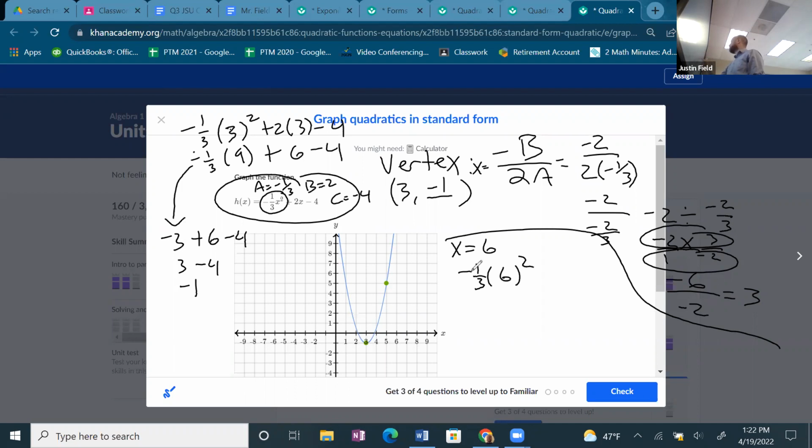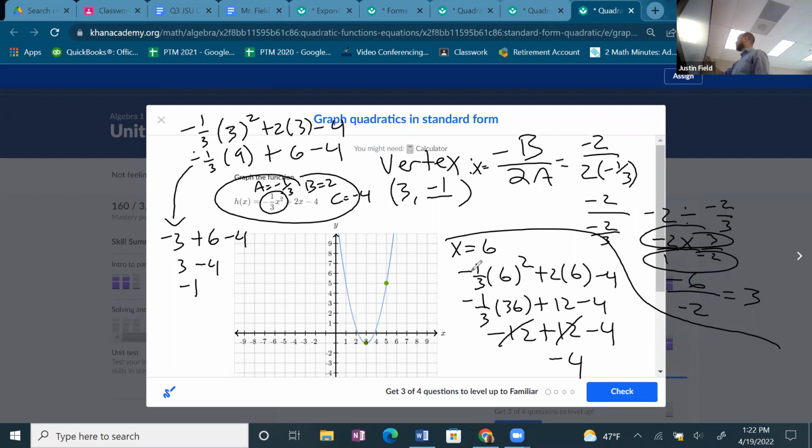So 6 squared plus 2 times 6 minus 4. That's negative 1/3 times 36 plus 12 minus 4. So 1/3 of 36 is negative 12, plus 12 minus 4. Those make 0, so I get negative 4. So you have 6, negative 4. Really, if you just get that vertex, we're good to go. Now it's 6, negative 4. Okay.